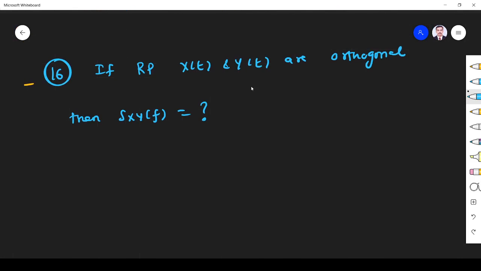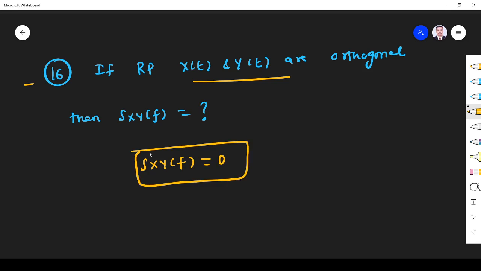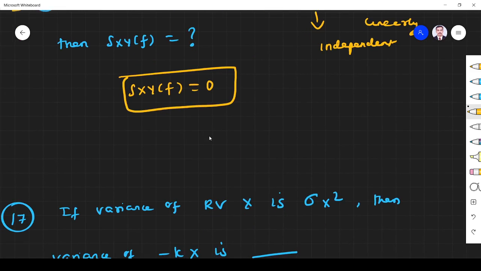Next one, if random processes x of t and y of t are orthogonal, then the cross power spectral density. Right? So they have given both are orthogonal. Orthogonal means they are independent. So the cross power spectral density must be equal to 0. Since they are orthogonal, they are linearly independent, so they don't have power spectrum common to both. So xy is nothing but the cross power spectral density between x and y. Since they are independent, they don't have common, so it is 0.